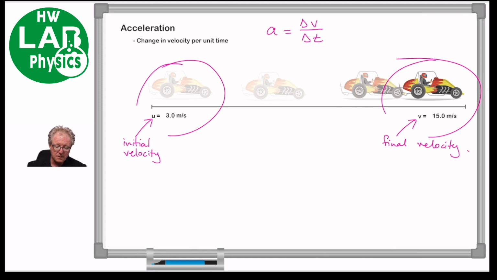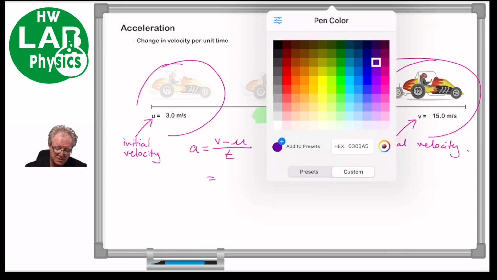Okay, so we have to calculate its acceleration. So it is the final velocity minus the initial velocity divided by t, the time over which this acceleration occurs. Now we don't have that labeled on the diagram here, but let's put in some values there. Let's say the time over which we were recording this change in velocity was 5 seconds. Alright, so let's do some calculations here.